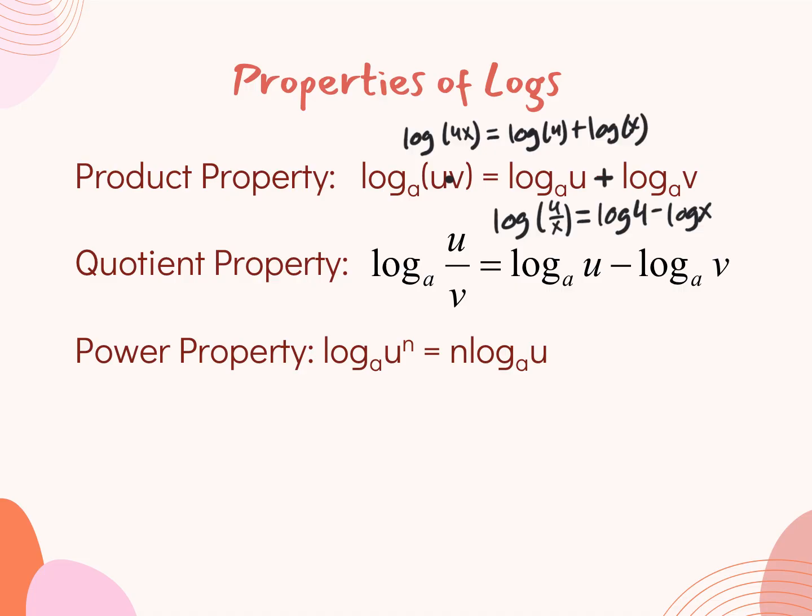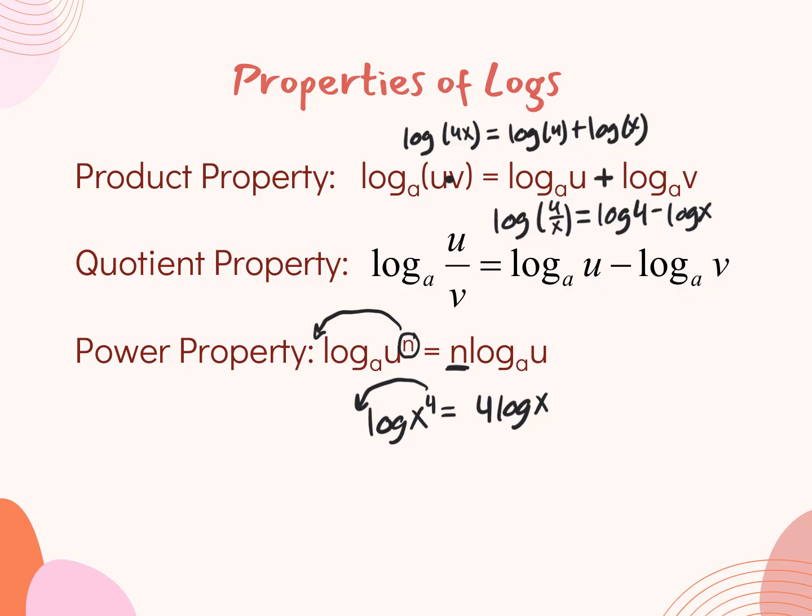And then you also have a power property, which just states that if you have an exponent inside of the log, then it's just going to move out front and become a coefficient, or a constant out front. I'm going to use the same numbers: log of x to the power of 4. You can take that 4 and move it out front, and this is going to be 4 times log of x.